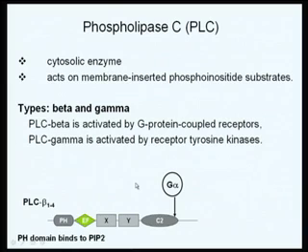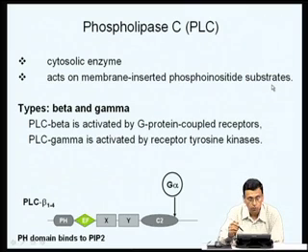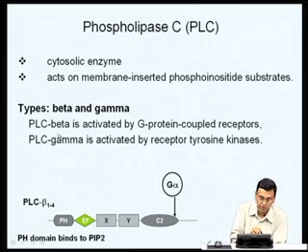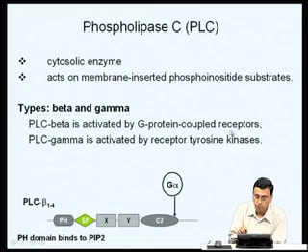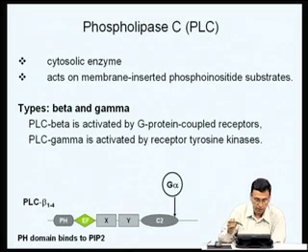Now, phospholipase C is a cytosolic enzyme. It acts on membrane inserted phosphoinositide substrates. There are actually two types of phospholipases. One is called phospholipase C beta, which is activated by G protein coupled receptors. This is what we are going to discuss today. There is also another phospholipase C which is called phospholipase C gamma, which is primarily activated by receptor tyrosine kinases, which we are going to discuss maybe in the next few classes.